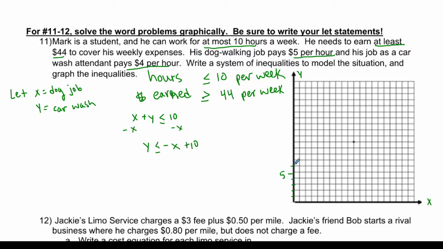And we're counting by ones. 1, 2, 3, 4, 5. So there's 10. So he's starting at 10. And our slope, negative 1 over 1. So down 1 over 1. I know it's not perfect considering the scale, but that's okay.